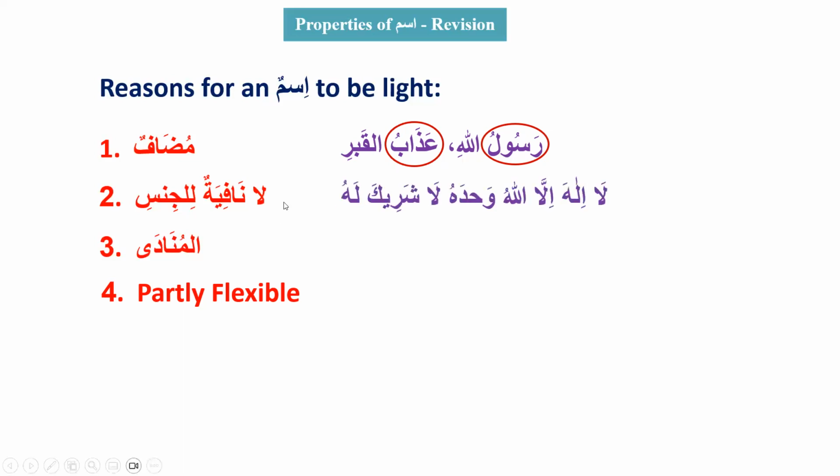Number 2 reason. There is a special la. Its name is la nafiyatun lil jins. La of strong negation. Over here, it has come in this 2 times. La ilaha illallahu wahdahu la sharika lah. So these 2 la are la nafiyatun lil jins. And you see the ism after that is light. Ilaha. It is not ilahan. And over here, sharika. It's not sharikan. It is not mudaf. So mudaf is not the reason for it. This la is the reason for it. And over here, this la is the reason for this ism to be light. So when this la, this is a special la, when it comes, it makes the ism after it light. So this is the second reason for ism to be light.